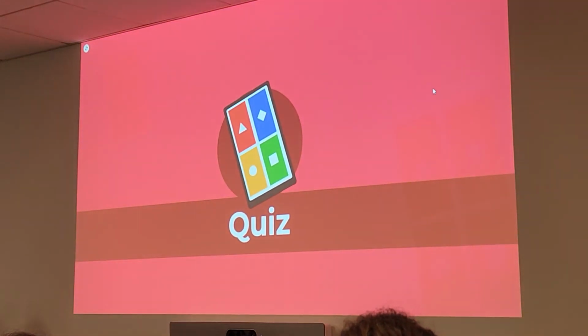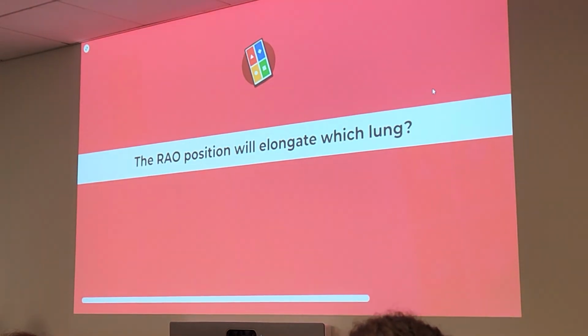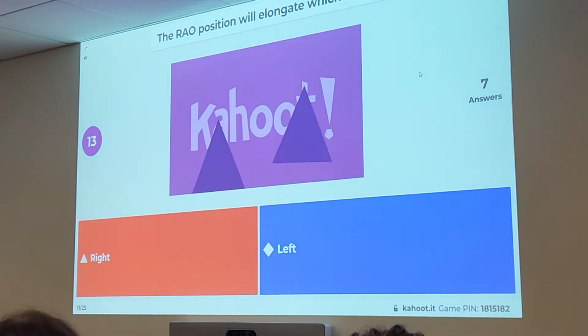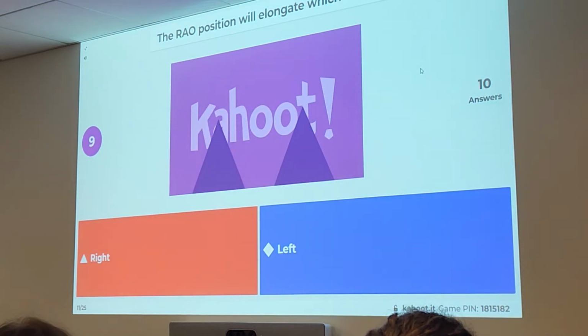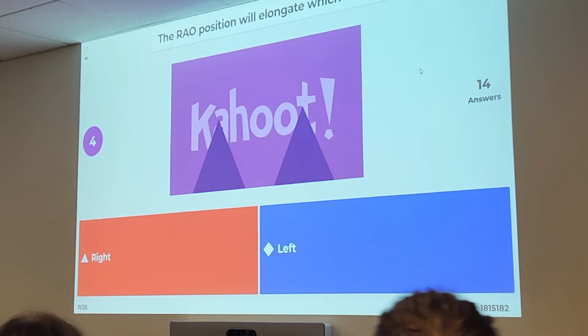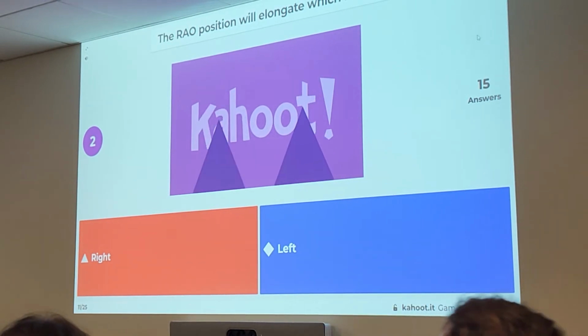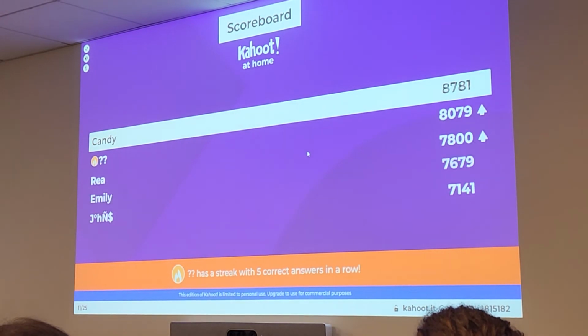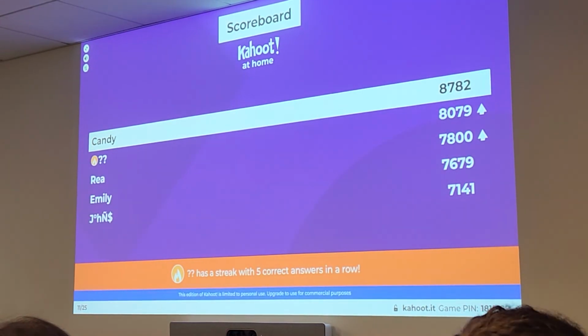The RAO position would elongate which lung? You have 2 choices, so you'll get at least one of them right. The left lung, much better. The left lung, the side that is up. The right anterior and left anterior wall, so elongate the opposite side.